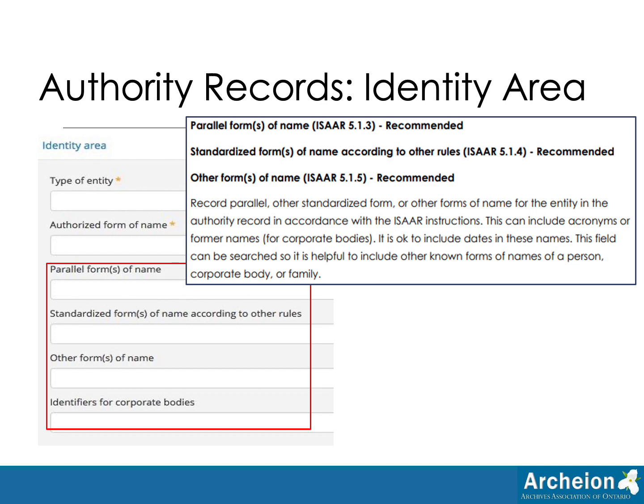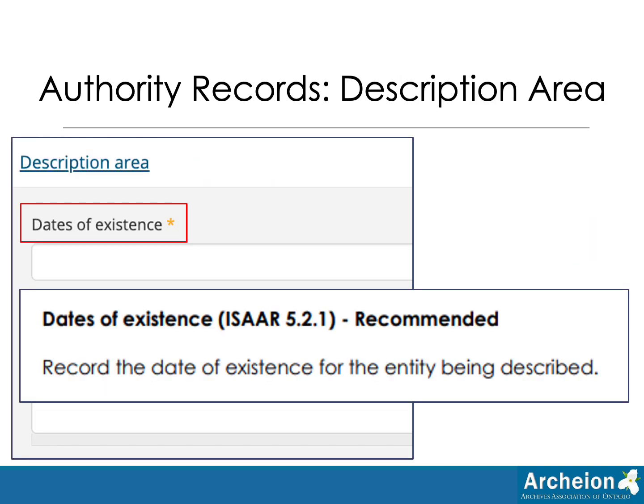Please refer to the ISAAR standard to consult the rules on when to use which of these fields and how, and these fields can be especially helpful to fill in to assist end users with information retrieval because they are also searchable for abbreviated names, former names of an organization, or nicknames of an authority record entity. In the Access to Memory platform, dates of existence is marked as required, but for Archeion, this field is only recommended because not all institutions will have dates of existence for the authority records that they're creating. If you do know the dates of the entity you're describing, please do fill in this field because it can be very helpful for end users.